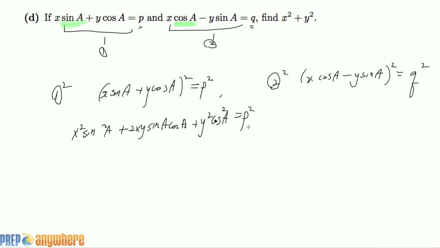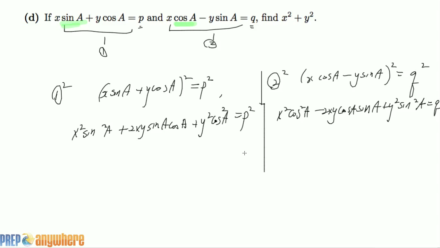Okay, so that's the first equation. Now the second equation. Okay, so we have that. Now I see something exactly the same in both equations. It's this: 2xy times sine a and cosine a. It's exactly the same thing. So now I'm going to add the equations. Let's call this equation here 1 prime, and let's call this 2 prime.